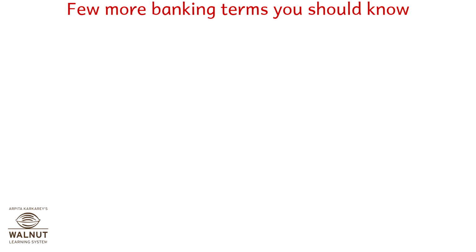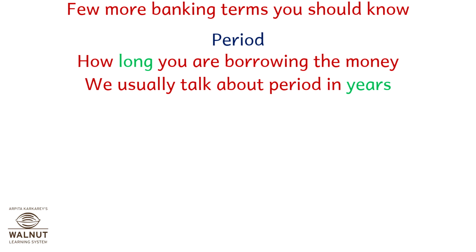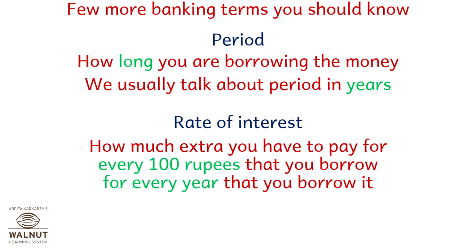Few more banking terms that you should know. Period. How long you are borrowing the money. We usually talk about period in years. Rate of interest. How much extra you have to pay for every 100 rupees that you borrow for every year that you borrow it. Got it?